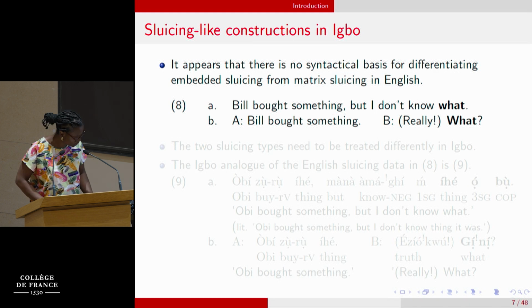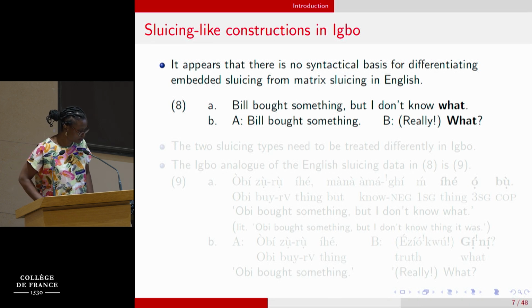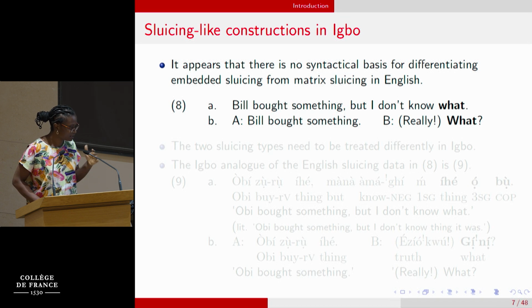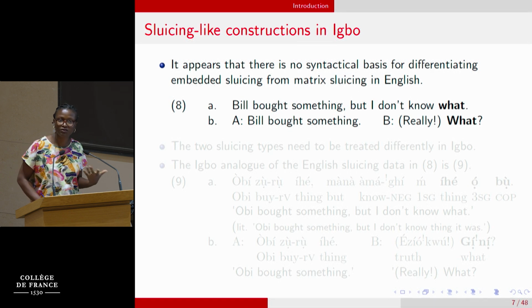So now back to Igbo. As I showed you earlier, in English, we have embedded sluicing as well as matrix sluicing. But looking at the English data, it seems to be the case that there's really no real evidence to show that we have differences between those two.